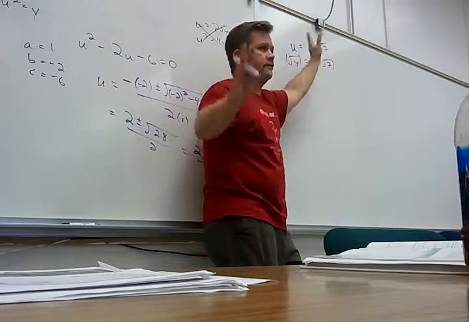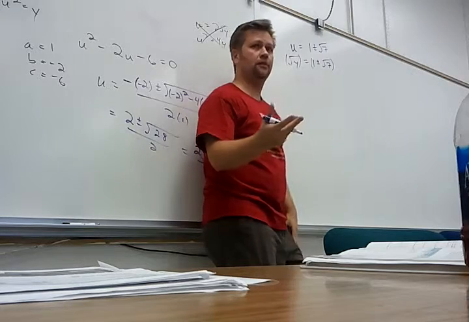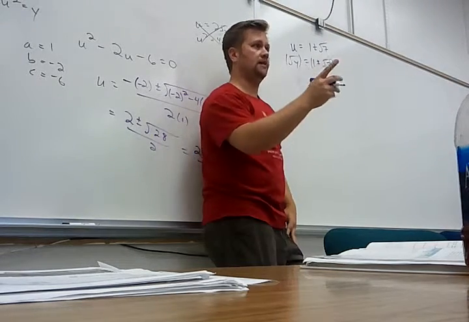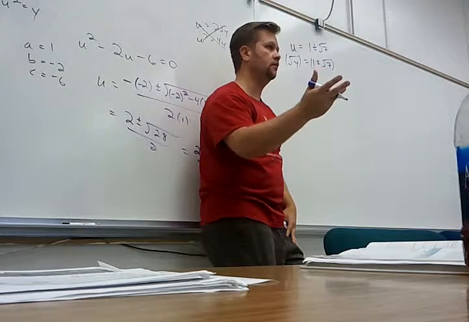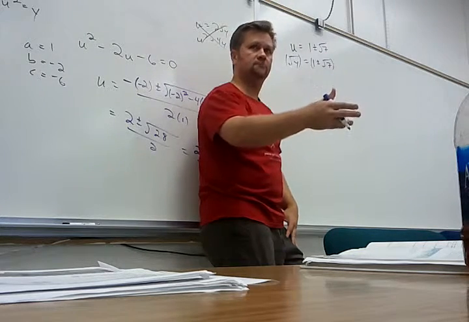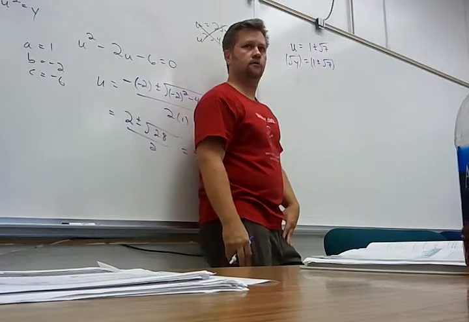1 plus root 7 is obviously positive, because everything's positive. What's 1 minus root 7? Do you know exactly what it is? No, but you know it's negative. How do you know it's negative? Because square root of 7 is bigger than 1. So when I do 1 minus it, it's gone. So can't I throw something out right now? I know it's not going to work.